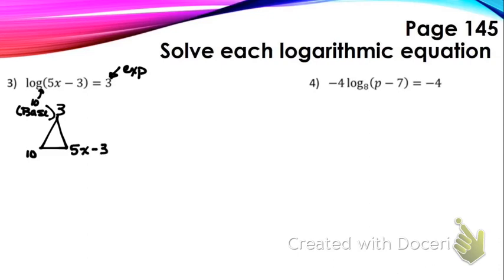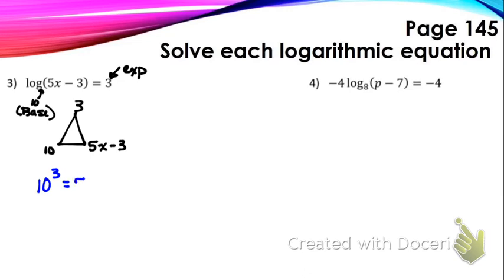5x minus 3. I'm going to rewrite this as an exponential. My base is 10. You said my exponent was what? 3. Equals my argument. What's my argument? 5x minus 3. Can we evaluate 10 to the 3rd power? Can we simplify that? It is 1,000. Absolutely correct. Equals 5x minus 3. Where to from here?